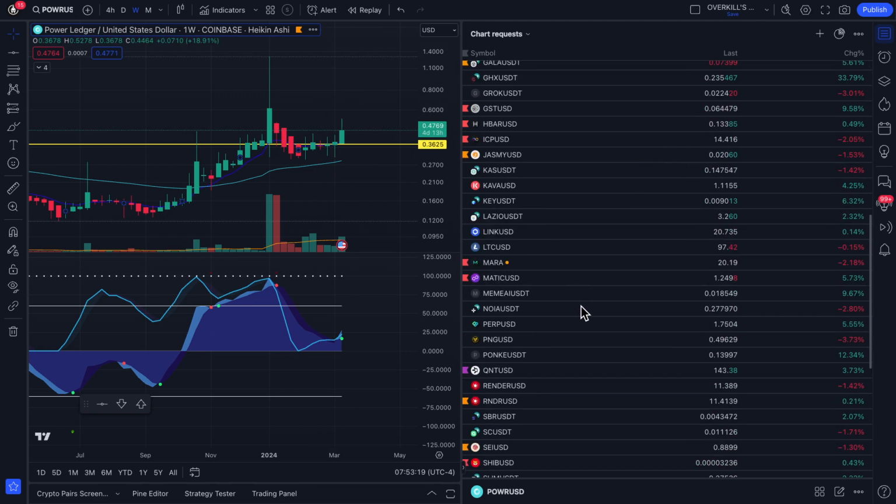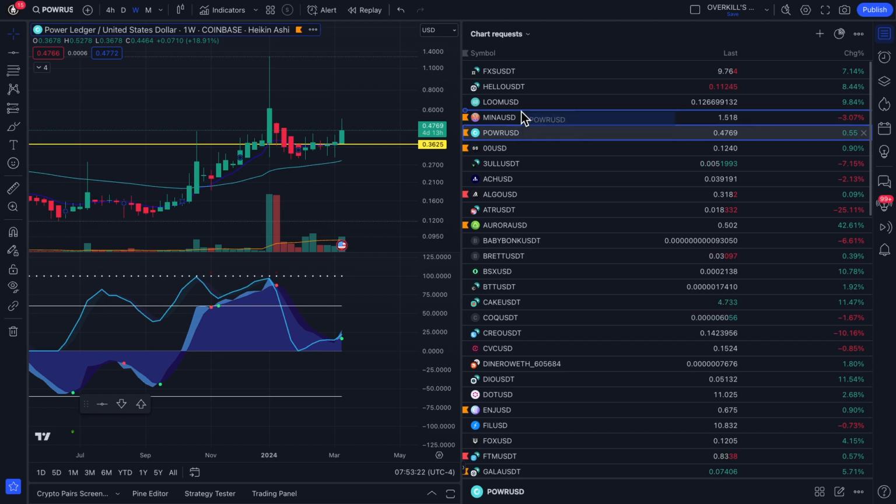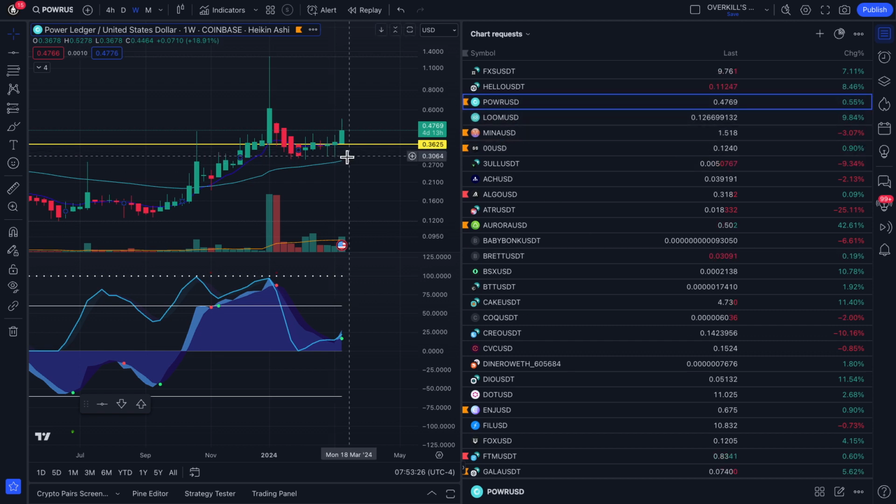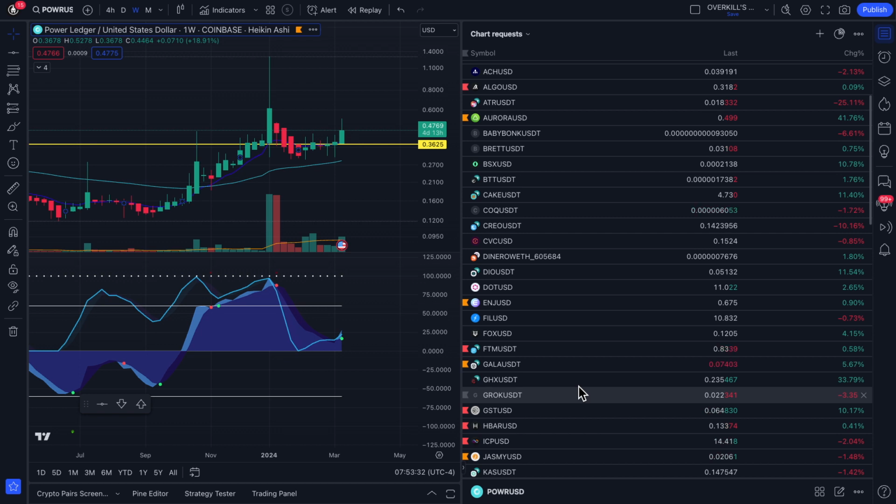That's going to be number 5. That's actually probably ahead of Mina. And Loom, I'm going to put that number 3, just because that's a nice breakout candle there with a buy signal showing up this week. You're seeing it right here. Today is March 13th, by the way.